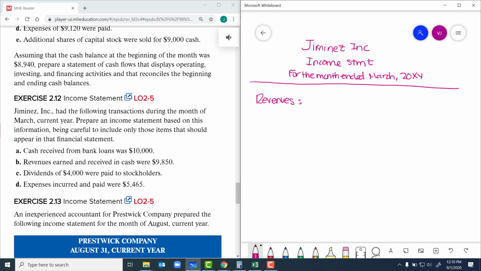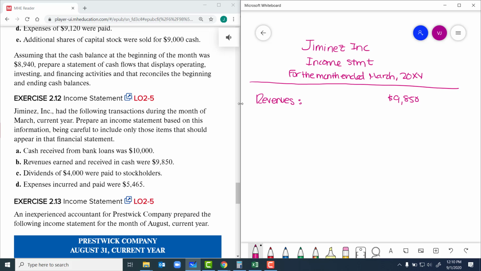But B, revenues earned and received in cash were $9,850. That qualifies as revenue. And by the way, as we'll see later, it says revenues earned. As long as the revenues were earned, they don't have to be received in cash necessarily. If it just said revenues earned was $9,850, we would still put that on the income statement because not all revenues are immediately received in cash.